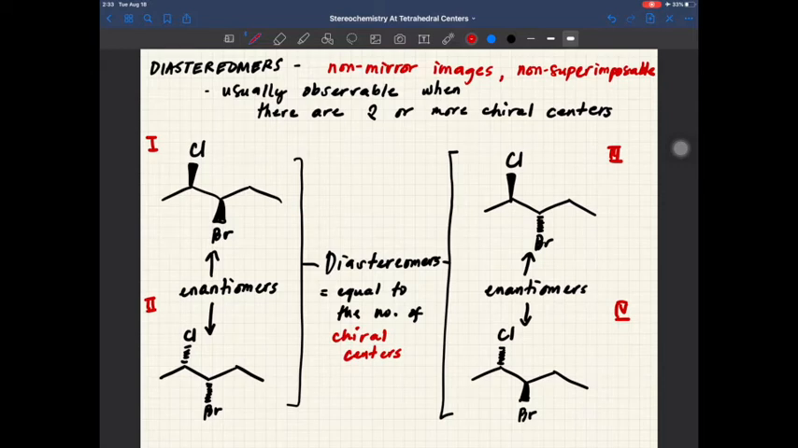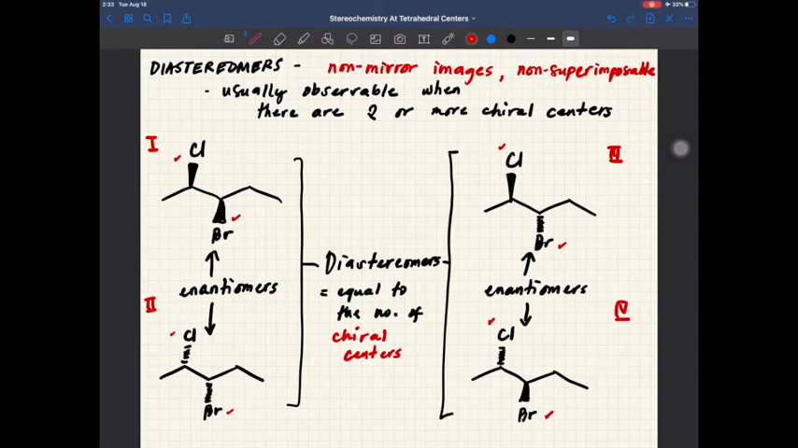So when chlorine is situated at the front here and bromine is also situated at the front, its mirror image would be the opposite. So chlorine is situated at the back and bromine is also situated at the back. So that is its mirror image. On the other hand, in compound 3, chlorine is situated at the front and bromine is situated at the back, and its mirror image would be the opposite. Chlorine is now at the back and bromine is at the front. So basically, compounds 1 and 2 are enantiomers and compounds 3 and 4 are also enantiomers.